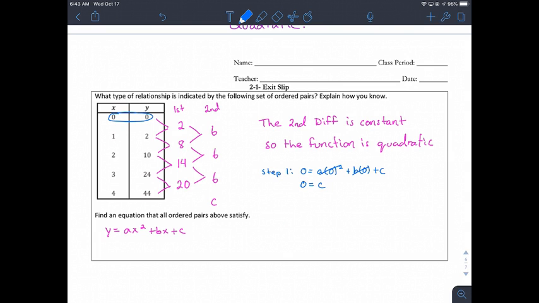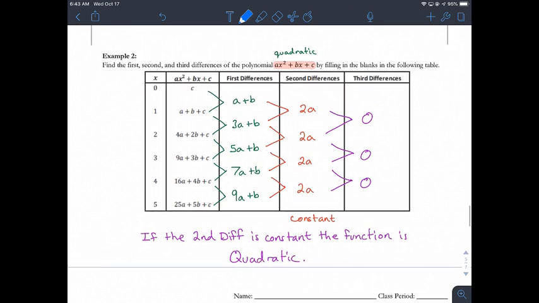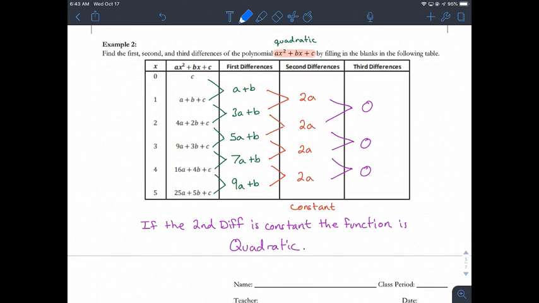Since 0 is equal to c, we can move on to step 2 and find a. Step 2, find a. I don't need to write that down. So if we look at our table, you might be thinking that I only gave you one table here, but I didn't. If you look right above it, or in your notes rather, we've got the quadratic table, and this is what we need to be looking at every single time.